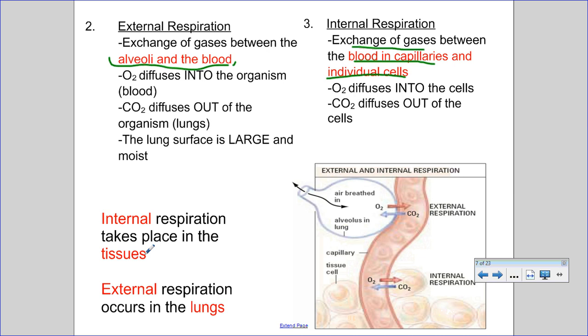Just to differentiate between internal respiration and external respiration: external respiration is what occurs in the lungs, moving air in and out of the body. And then the internal respiration is what takes place in the tissues, and this is moving oxygen and CO2 from the capillaries to the cells.